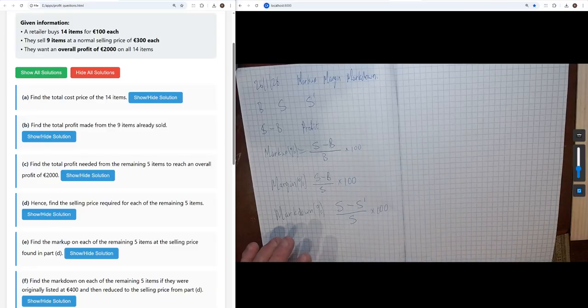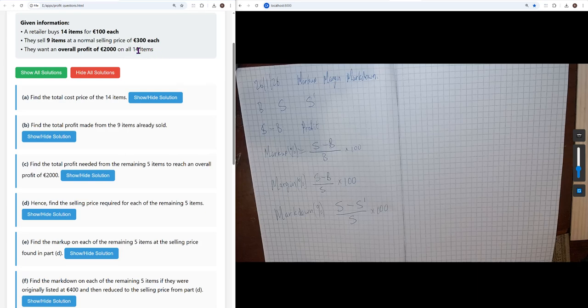Okay, so let's get into it by bringing our attention over here to the first situation and reading carefully for understanding. We have bought 14 items for €100 each. That's all of them. We've sold 9 of them for €300, and we want to make a profit of 2,000. So we're going to change the price on the last 1,400.